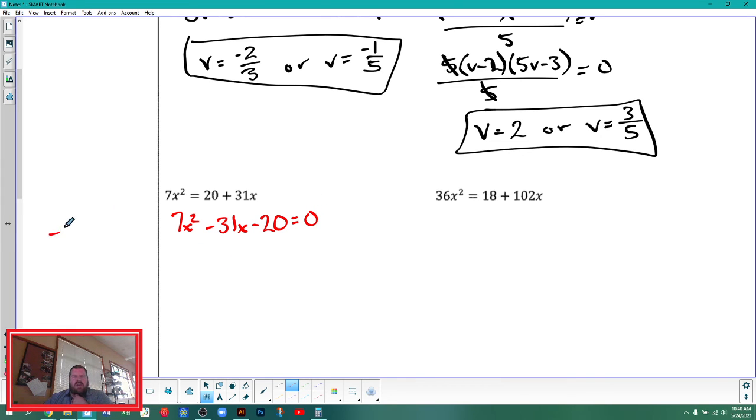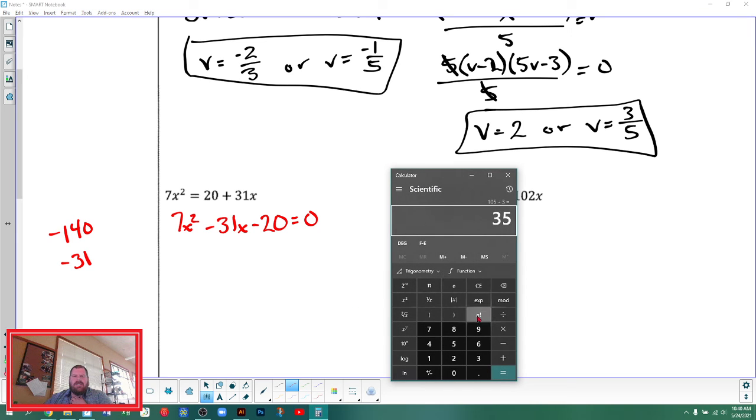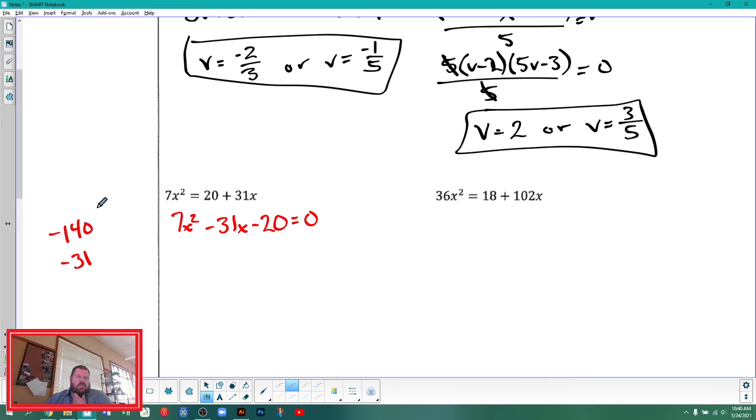This one doesn't look too good. I need things that multiply to give me -140 and add up to -31. So let's think 140. Is that a multiple of 4? I don't think it is. Oh, it is. And that happens to be the one. -35 and +4. Those would add up to -31.